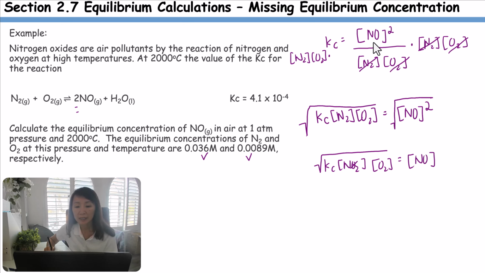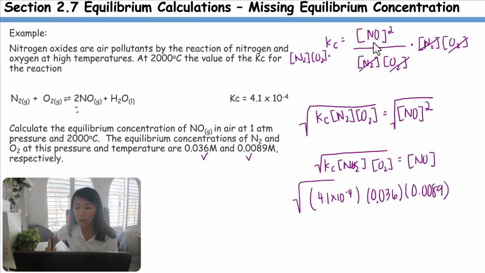So now we can plug in some values. This is 4.1 times 10 to the negative 4, and we have 0.036, and then we also have oxygen, which is 0.0089. And this is all under the square root. Something to note here is to really watch out for your parentheses and what you're multiplying, because it can get pretty complex if you don't press the right buttons. So let's get out our calculators at this time, plug in those values and see if you can come up with the answer.